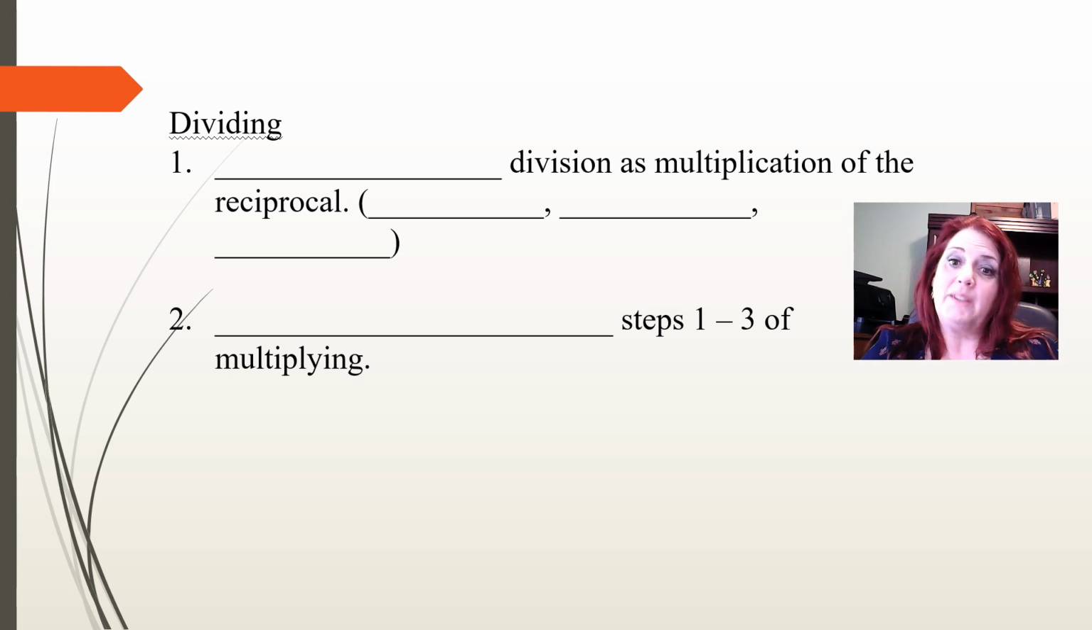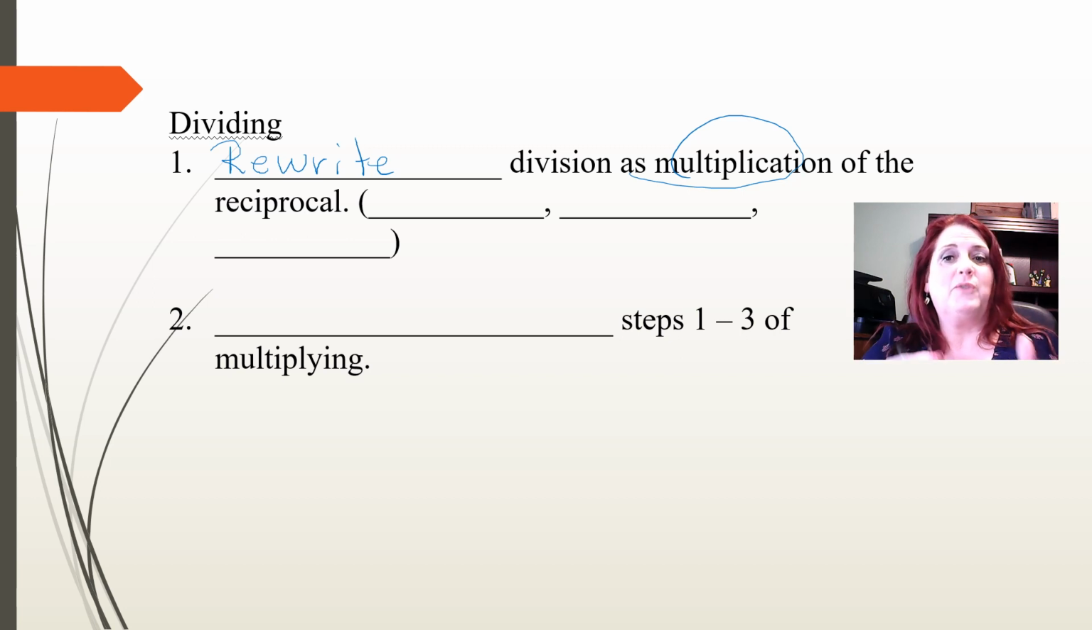Now that you've had practice doing multiplication, you'll be great at doing division. So dividing is really not that much different. You're going to end up rewriting that division problem as a multiplication problem, and we just did that. So a division problem becomes a multiplication problem. You multiply the first term by the reciprocal of the second term.